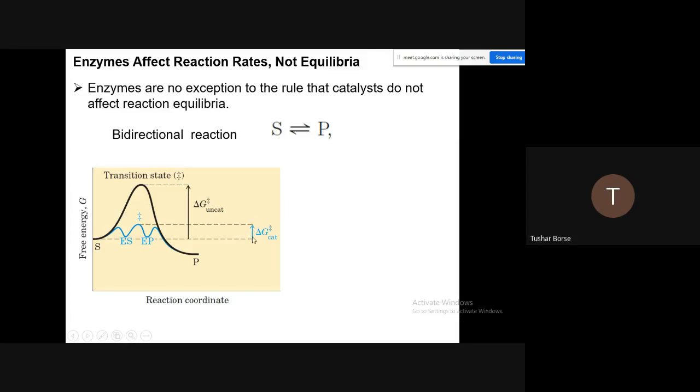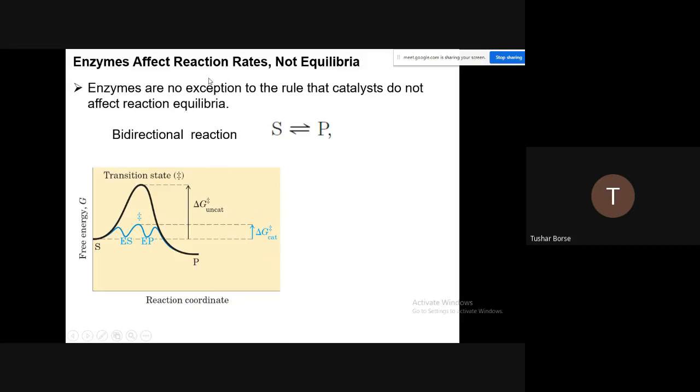So here you can see that the formation of the ES or the EP complex has lowered down the energy of activation, and this lowering of the energy of activation is favoring the reaction to occur at a faster rate. Right, so I think this graph is clear. In this case, these are the transient complexes, that is the ES and EP, while S and P are the stable complexes.